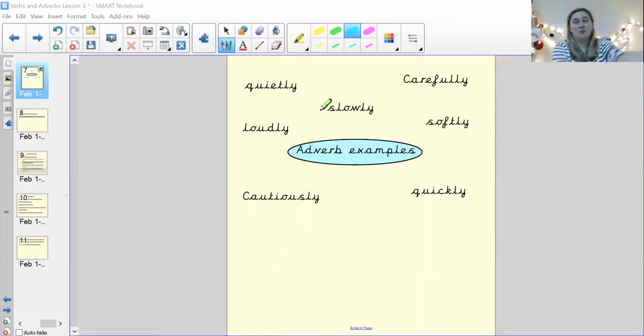So let me share this with you again. Now, I'll give you a little clue. Adverbs, you can often spot them because they have the same two letters at the end. They have l and y at the end. Loudly, cautiously. Do you see how they all have the same ly at the end? That's often a clue as to whether it's the adverb or not.